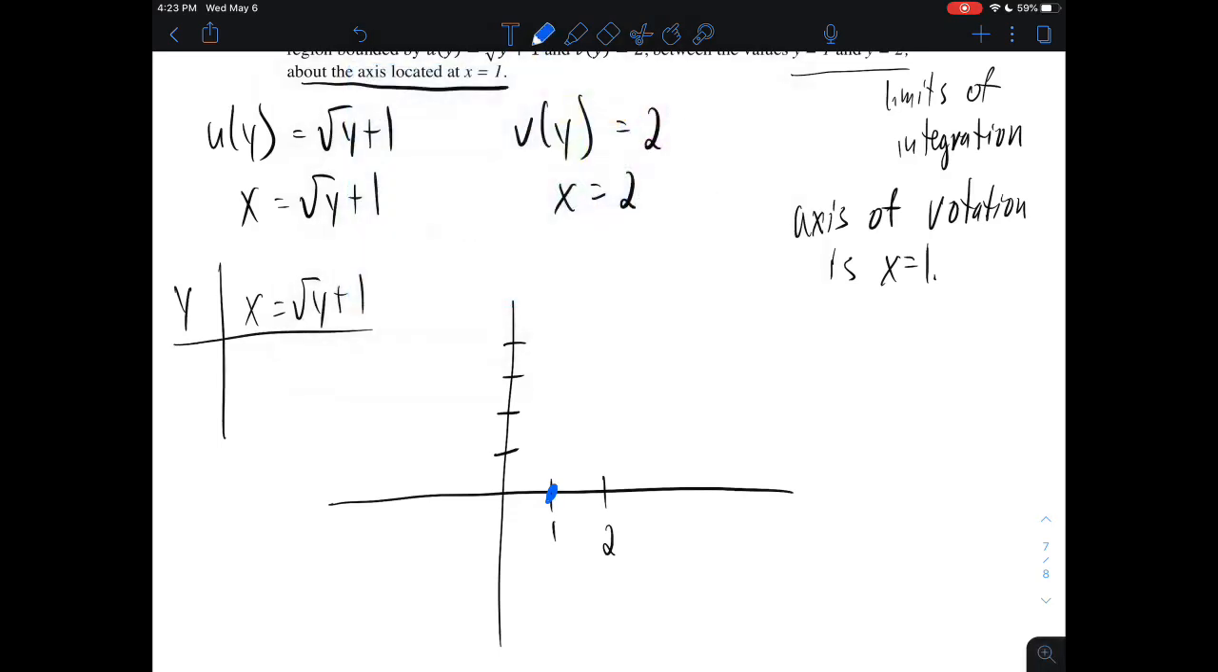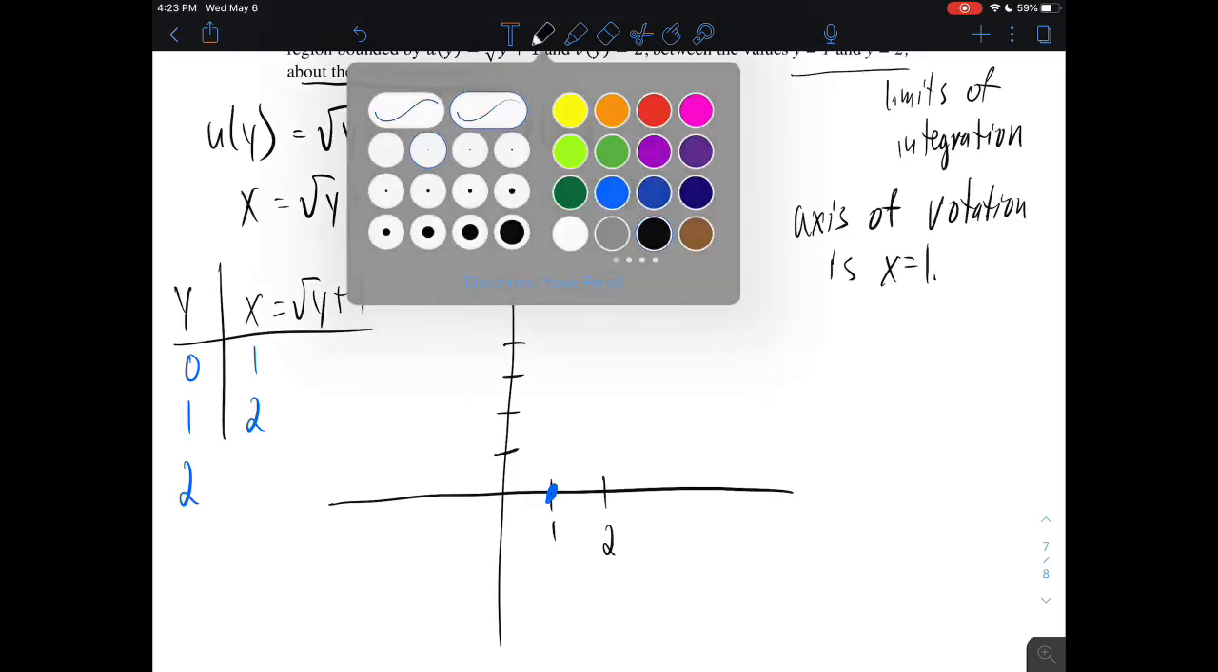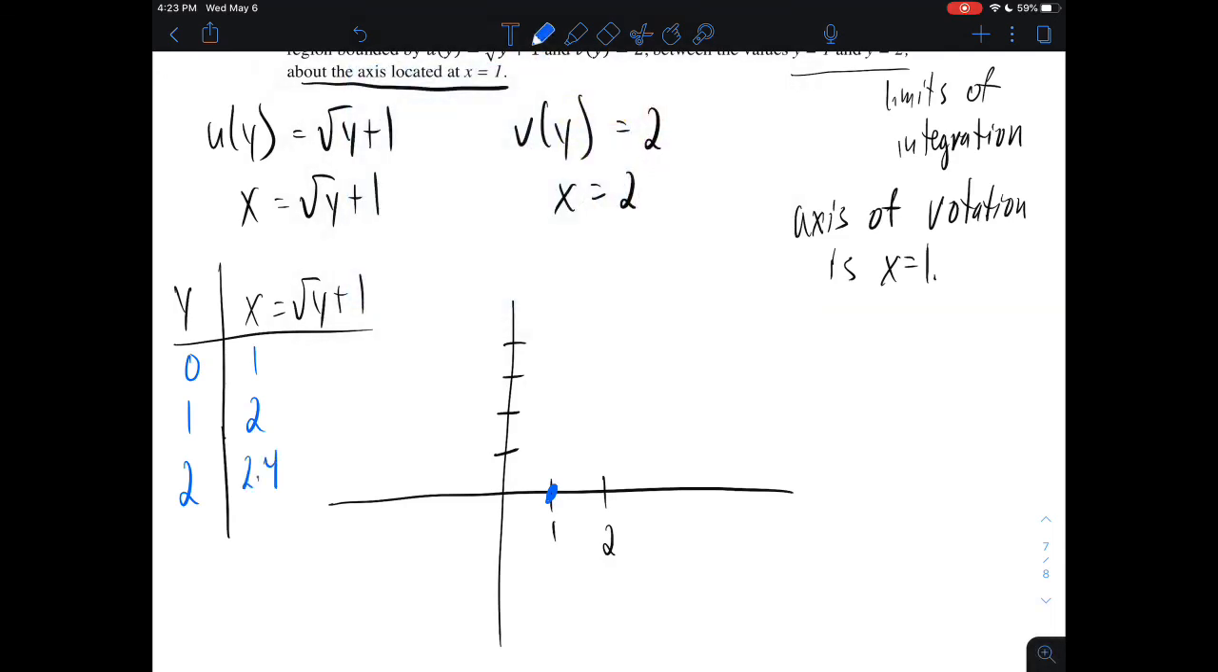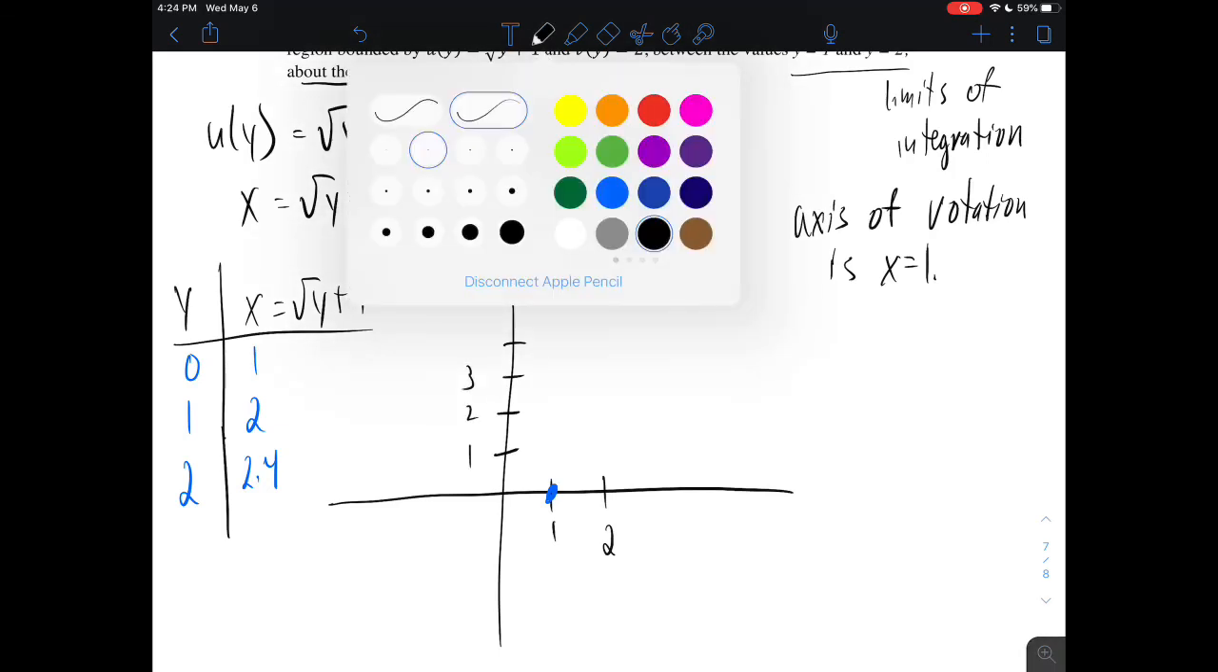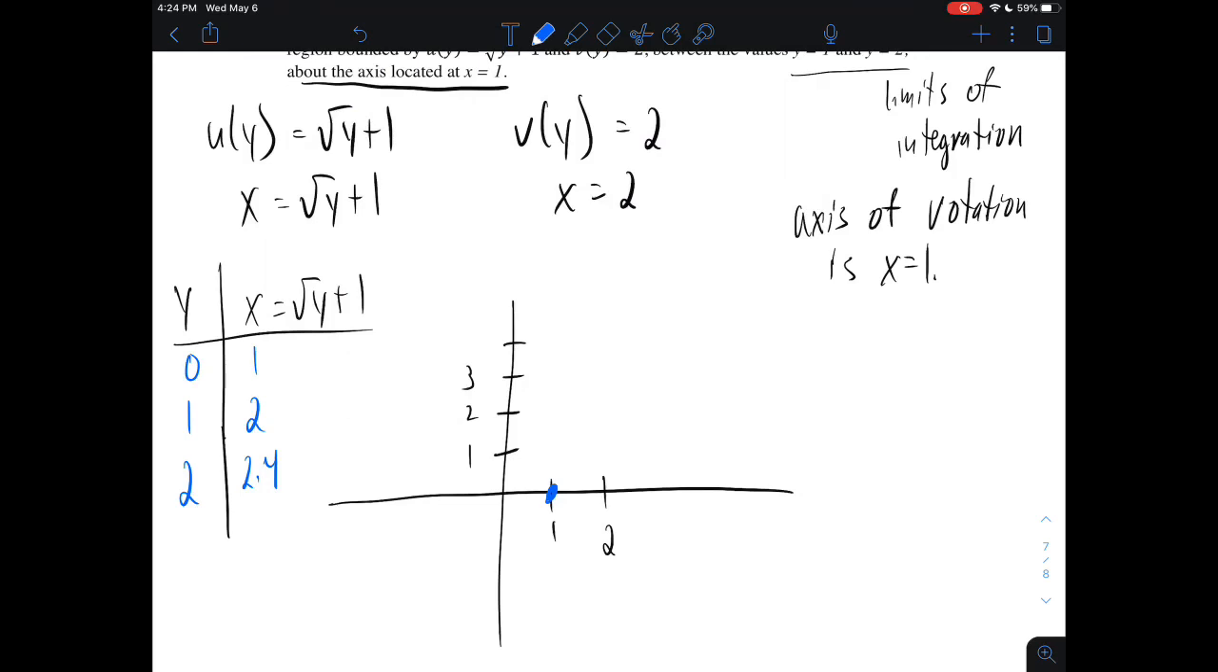There is a restricted domain on this. I can't do any negatives. And if I do one more, if I plug in y equal to 2, then I would get the square root of 2, which is about 1.4, plus 1, so about 2.4. So then putting those in my little graph down here, we said when y is equal to 1, I get an x value of 2. When y is equal to 2, I get an x value of about 2.4.